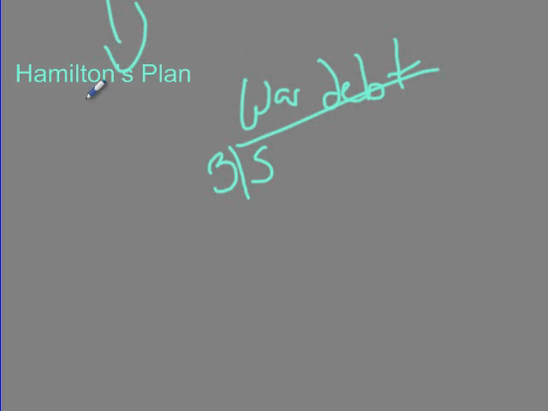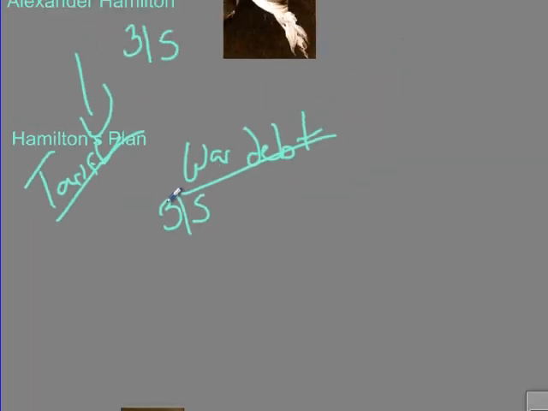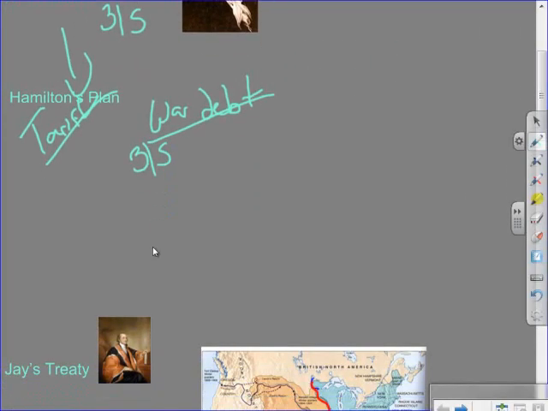So part of it is that he wants to put in a tariff, which is a tax on an imported good. We've talked about tariffs a lot. They make the foreign good more expensive, so therefore people buy the homemade good, like the United States product, more often. So the other part is that he wants to make a national bank. All of this is in an effort to pay off the war debt. That's the main issue that you need to focus on with Hamilton's plan.